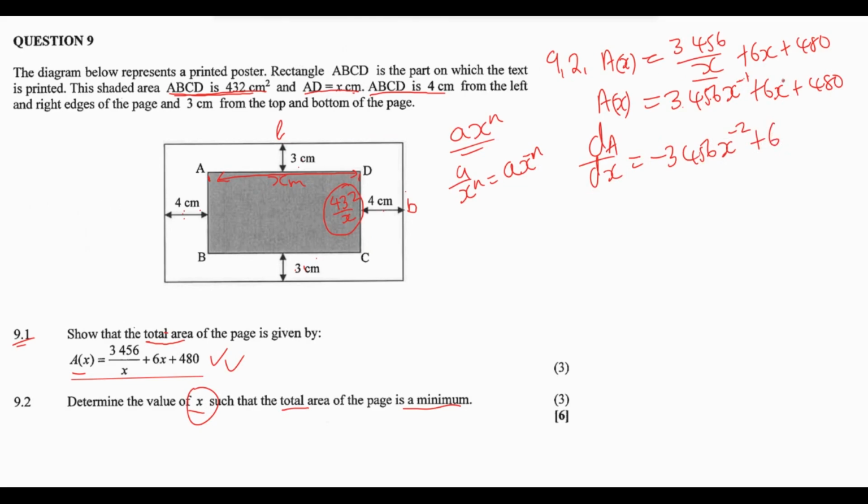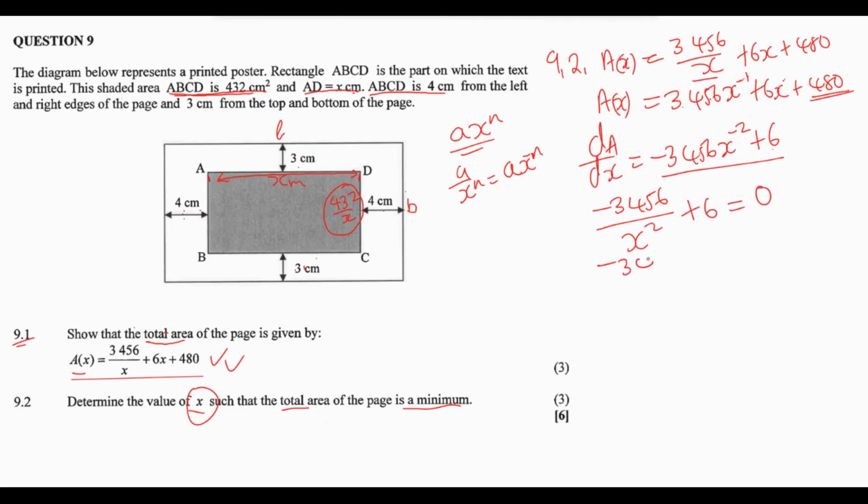And then x to the power 1 minus 1. 1 minus 1 is 0. X to the power 0 is 1. So we remain with 6 there. Then the derivative of a constant is 0. So we can equate this to 0. And then we can rewrite this now as negative 3,456 over x squared plus 6 is equal to 0.